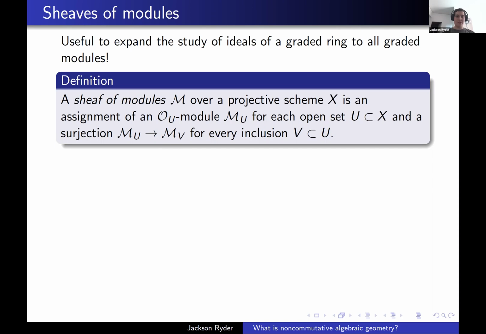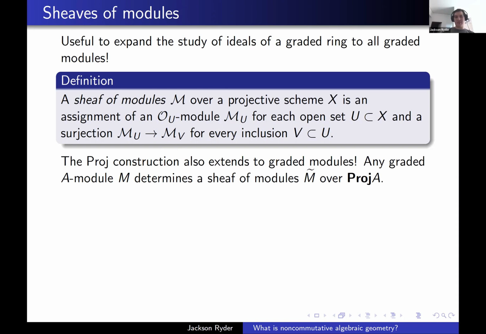Okay. So this proj construction also extends to graded modules. It's not too bad to see where this comes from. If we have a graded ring and a graded module over this, we get a sheaf of modules over the proj of that ring. Okay.